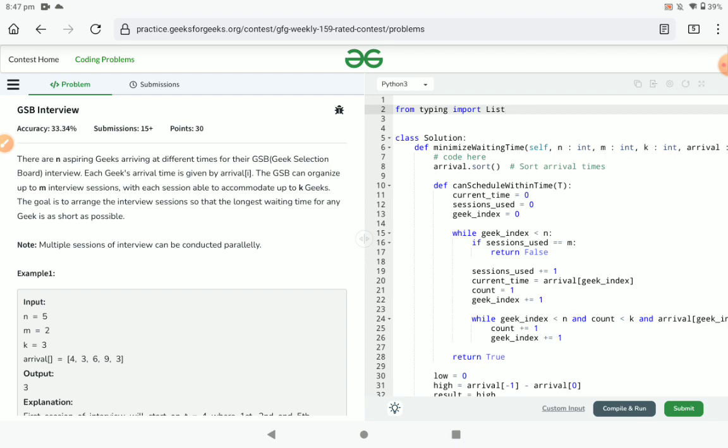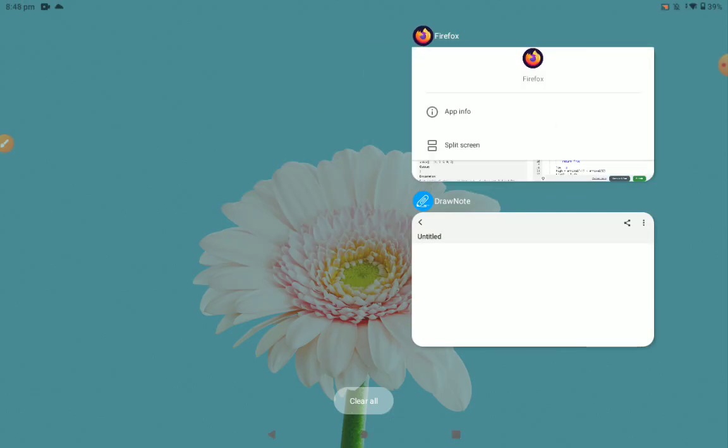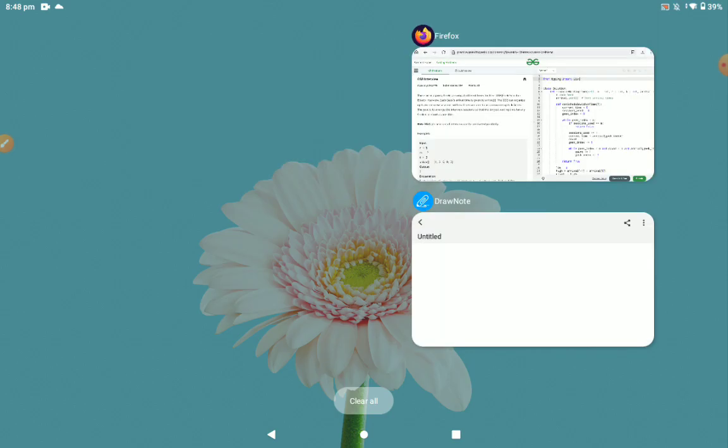There are n aspiring geeks arriving at different times, for GSB, the Geek Selection Board. So basically, what we have to do is, the geeks' arrival time is given by arrival of i. Then the GSB can organize up to m interviews.